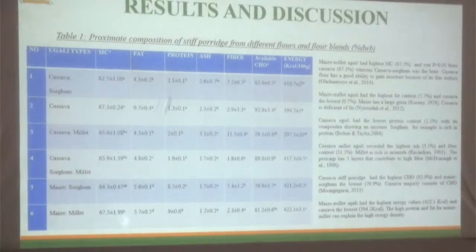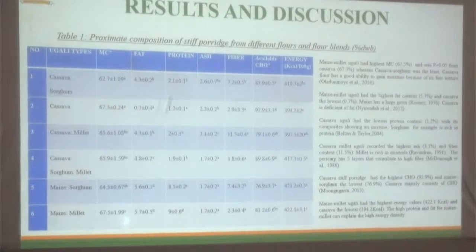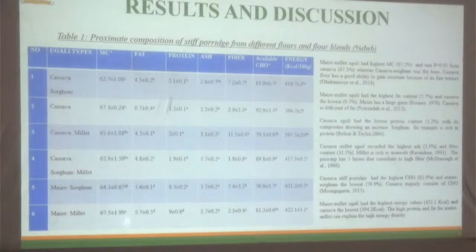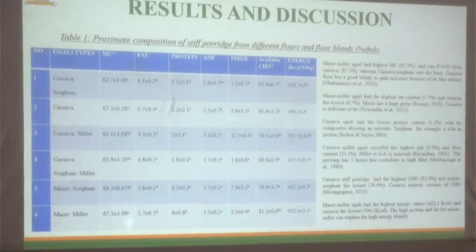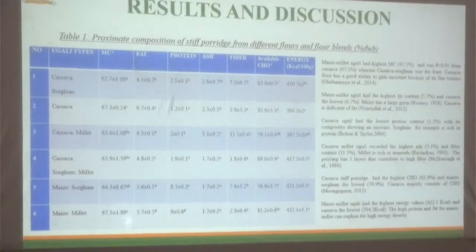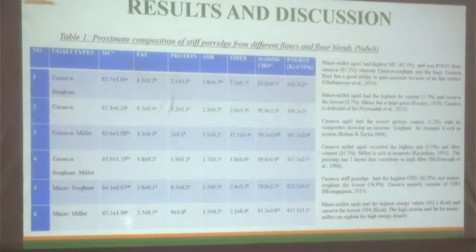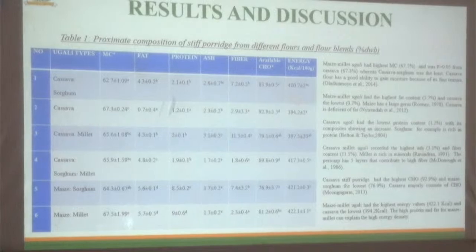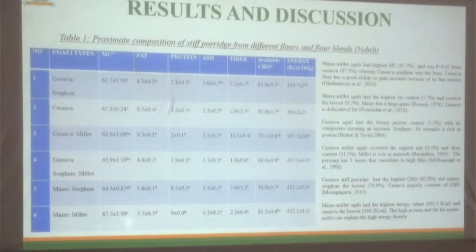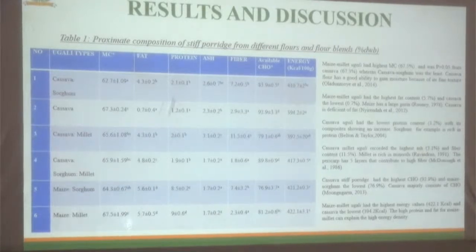On fat, maize millet had the highest fat content, with cassava showing the lowest fat content, and they were significantly different. And this is because cassava is known to be deficient in fat, and for maize millet it would be explained by the fact that maize has a very large germ that contains this fat, and also the millet has various layers, that is the aleurone layer and the pericarp layer, which have been shown to contain fat and may have contributed to this high fat that you can see.